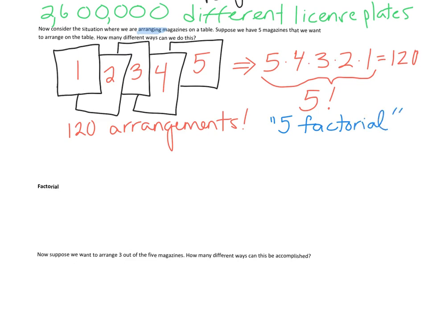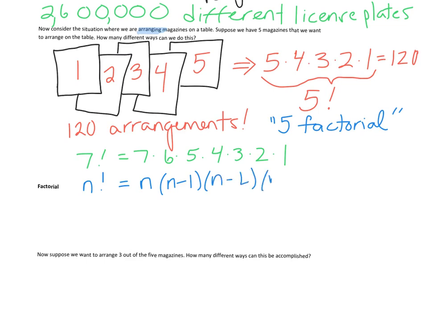Okay? So for instance, just look at another example. If we had 7 magazines and we wanted to arrange all the magazines, it would end up being 7 factorial, which is 7 times 6 times 5 times 4 times 3 times 2 times 1. Okay, so in general, formulas are always nice and nice to generalize. So factorial, we start at that number, and then we multiply everything, just going 1 down from that number until we hit 1.